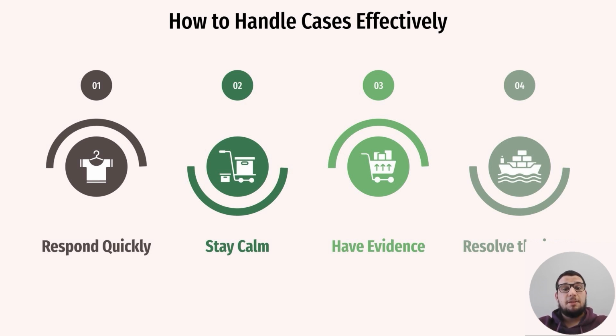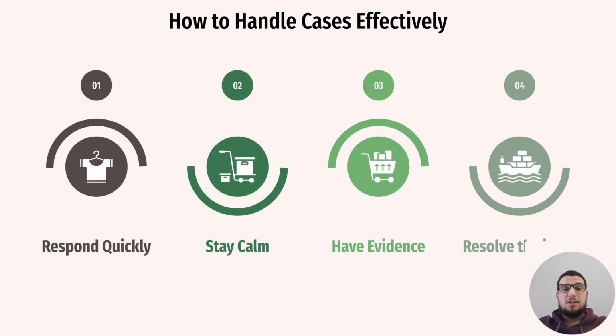Provide evidence if needed. If the buyer claims that the item was not as described or was not delivered, you may need to provide tracking information or photos from your supplier to support your case. Offer a resolution. In most cases, it's better to offer a refund or replacement to close the case quickly and avoid any negative feedback. Many cases can be avoided by proactively communicating with the buyers. For example, if there's a shipping delay, let the buyer know as soon as possible.